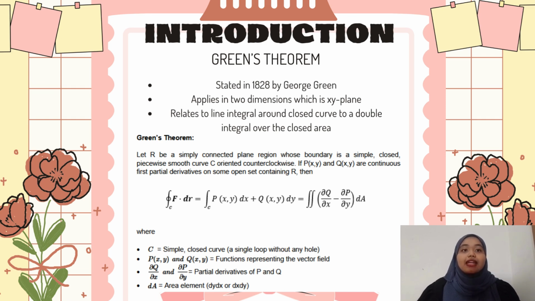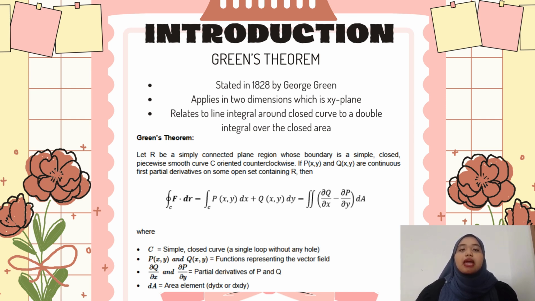Green's theorem states that let R be a simply connected plane region whose boundary is a simple, closed, piecewise smooth curve C oriented counterclockwise. If P(x,y) and Q(x,y) are continuous first partial derivatives on some open set containing R, then this is the formula for Green's theorem, which is the double integral of ∂Q/∂x minus ∂P/∂y dA, where C is a simple closed curve, a single loop without any hole.